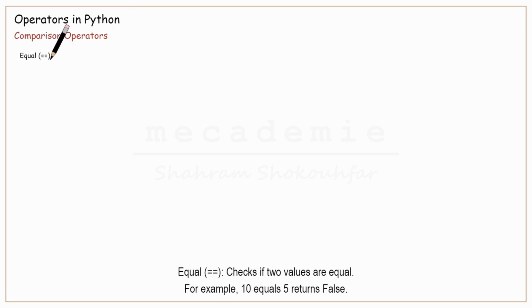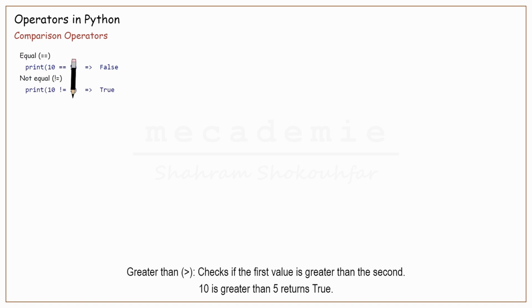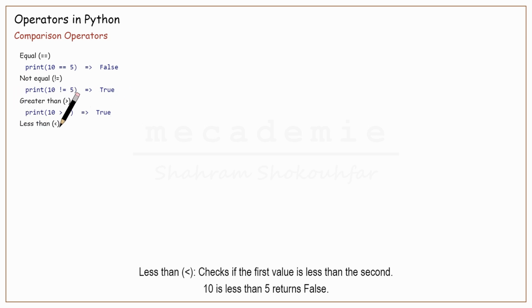Equal checks if two values are equal. For example, 10 equals 5 returns false. Not equal checks if two values are not equal. So 10 is not equal to 5 returns true. Greater than checks if the first value is greater than the second. 10 is greater than 5 returns true. Less than checks if the first value is less than the second. 10 is less than 5 returns false.